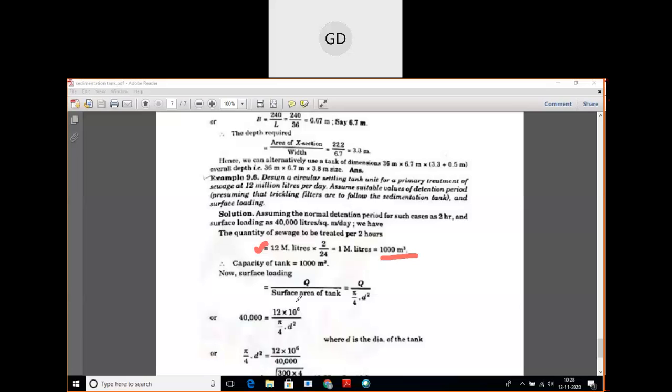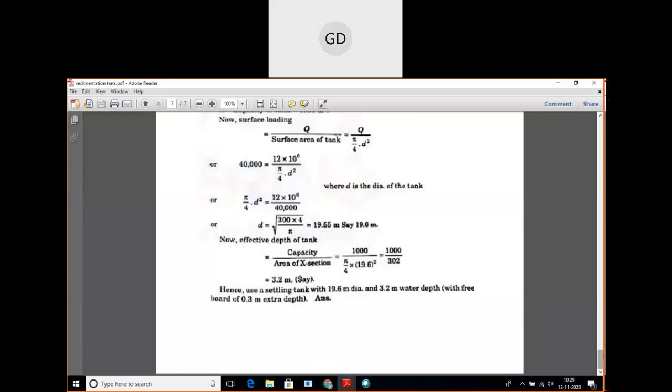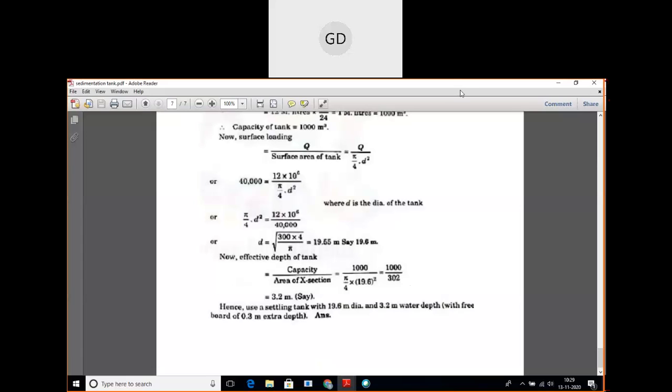Now there is one formula for surface loading. Surface loading is equal to Q divided by the surface area of the tank. We have assumed surface loading to be 40,000. Q is 12 million liters, so it is 12 into 10 to the power 6. The surface area of the tank is pi by 4 d square. You don't know the diameter, so you can easily find it out using the formula, and you have found the diameter of the tank.